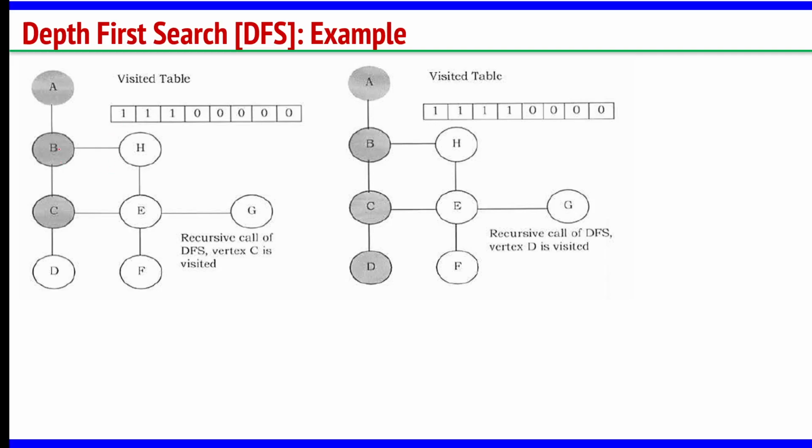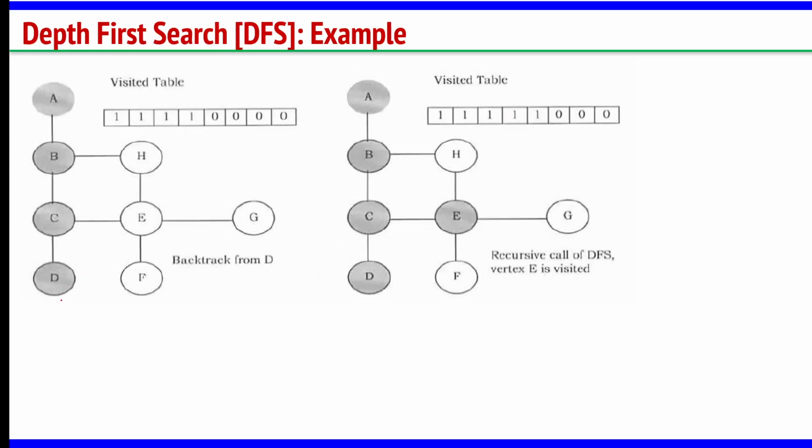Then I will visit C and mark C as 1. Then I will visit D and mark D as 1. After this, do I have anything? No. Whenever you do not have any element after this D, you have to come back. After visiting D, you backtrack from D to C, then go to the next level, E.